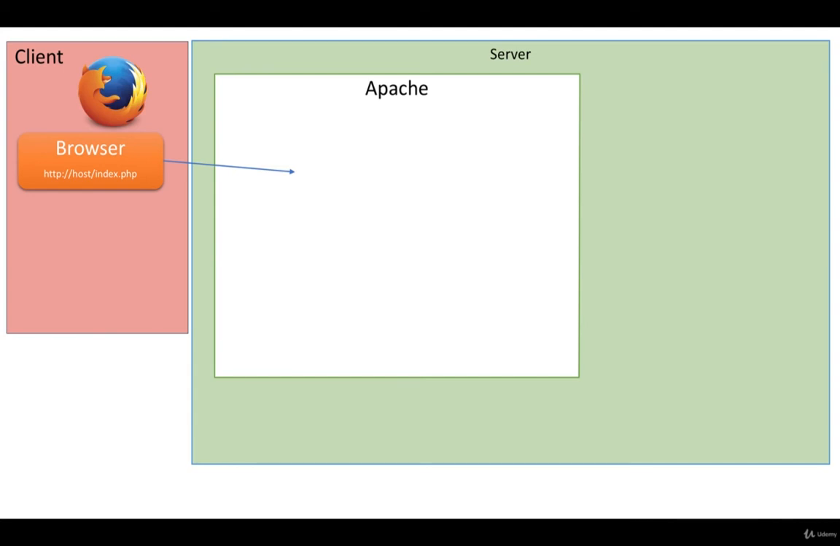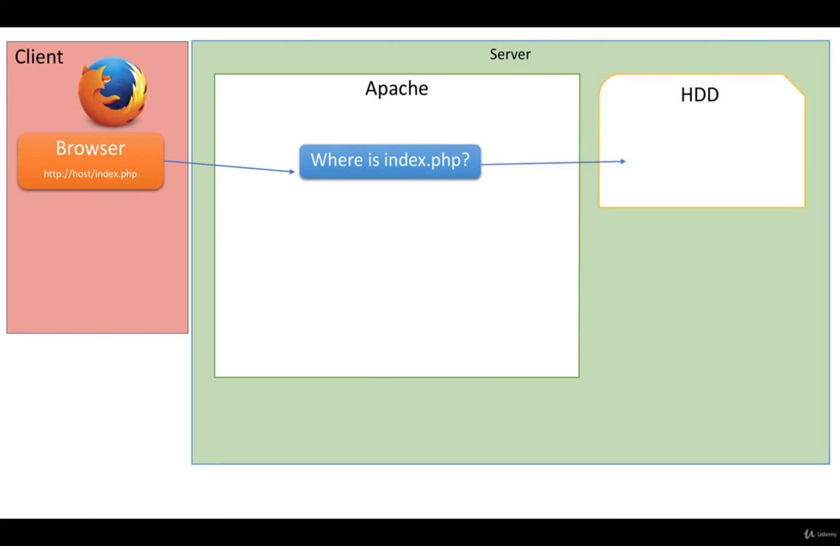If it ended with ASP, we would say the server is IIS. We will discuss this in detail. There are different types of servers. So when we say host/index, that means, hey server, where is the page named index.php? Apache tries to look in the server's hard disk for index.php. If it finds it, it will process it. If not, the server will send back a result saying, hey, this page is not found.